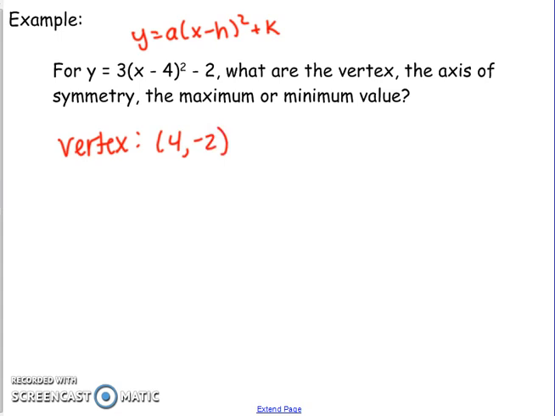So without doing any work, we could find the vertex. The axis of symmetry is always x equals the x value, so x equals 4. Our a value is 3, so since it's positive, it opens up and we have a minimum, and it's a minimum at the y value of the vertex, which is negative 2.